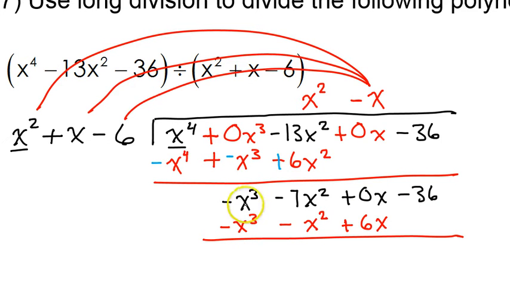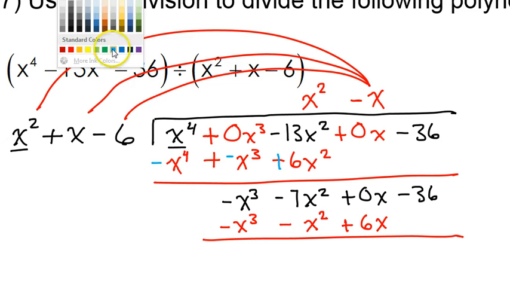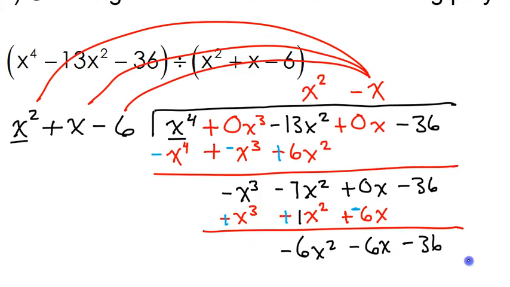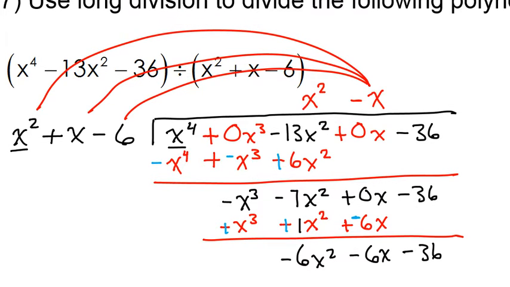So we need to subtract by changing the signs. So this will become positive, and this will become positive, and this will become negative. So these will cancel out as always. And here I will have negative 6x squared, because this is like positive 1x squared. So that's negative 6. And then I have another negative 6x, and then negative 36. So we start over one more time.